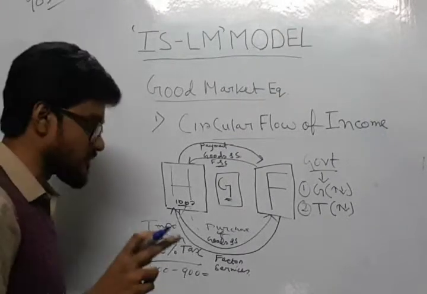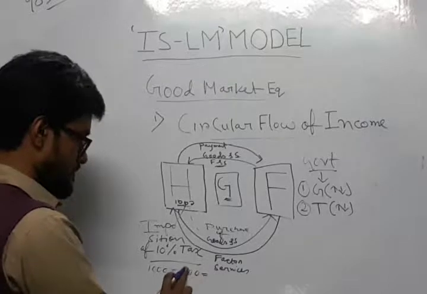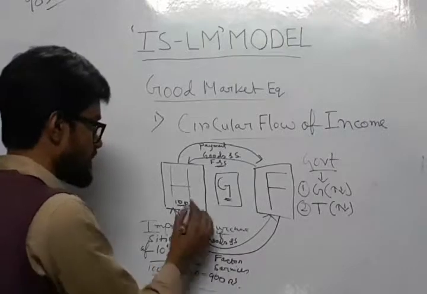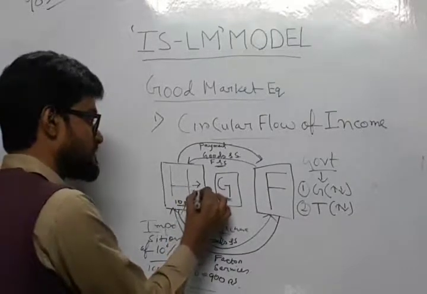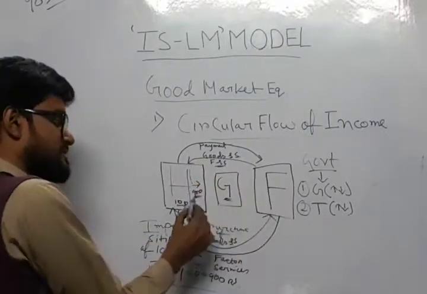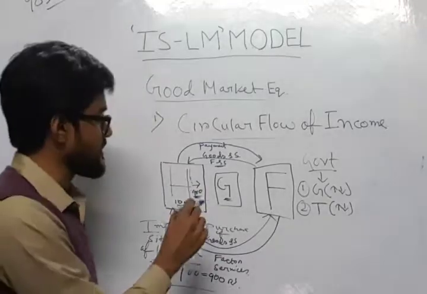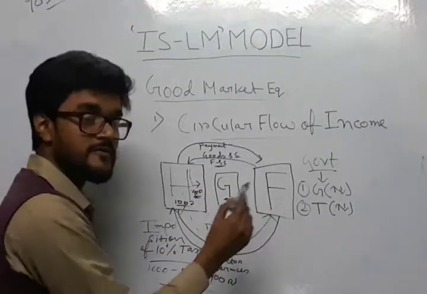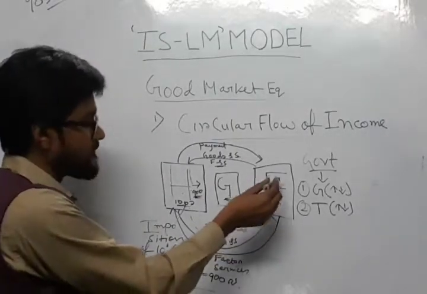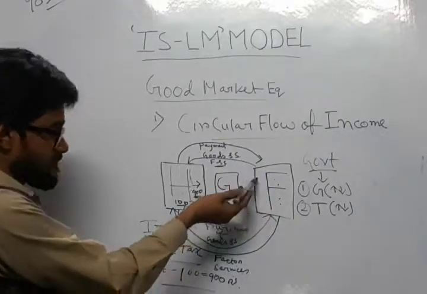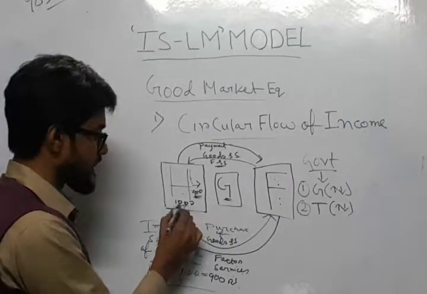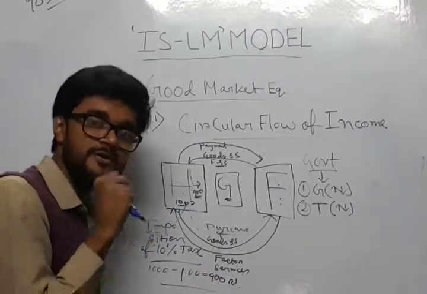So because of the imposition of tax, it will come down to 900 rupees. Now the household has only 900 rupees. This 900 rupees will be circulated. That is, out of this 900 rupees, the household will buy goods and services from the firm. So now the firm has only 900 rupees. Similarly, the firm will also make payment for factors and services worth 900 rupees. So the 1000 rupees has now come down to 900 rupees.